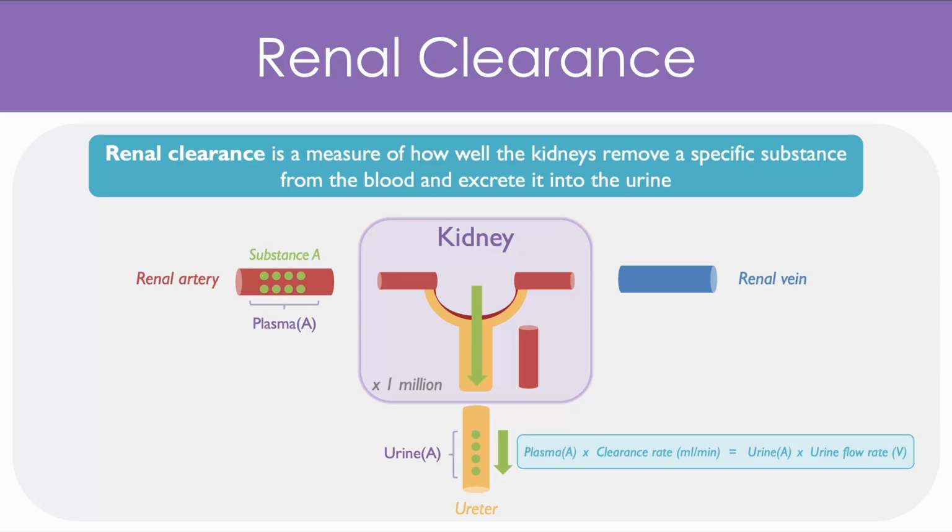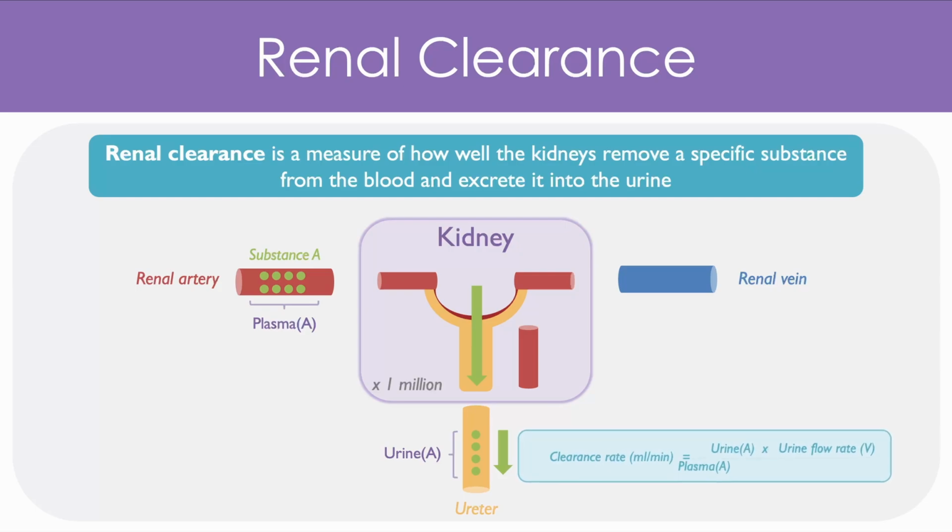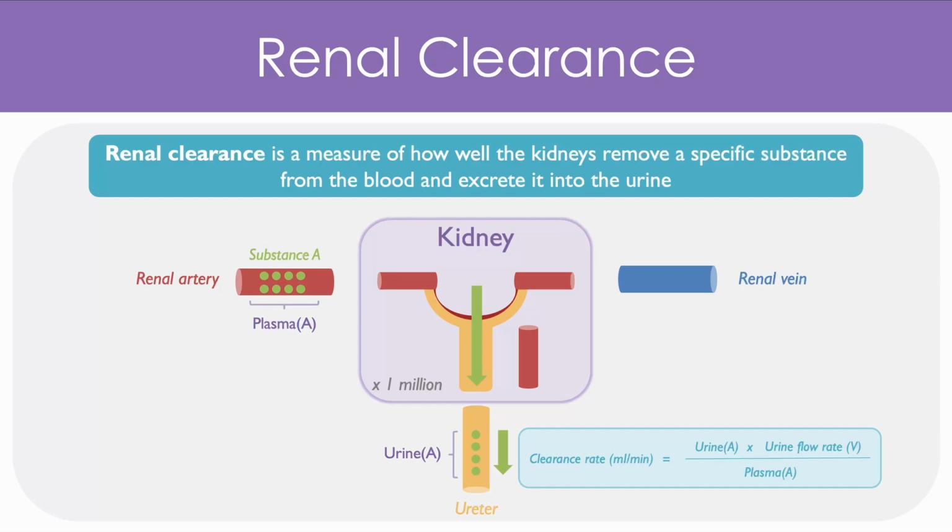If we rearrange the equation, we can find that the clearance rate is equal to the urine concentration of the substance multiplied by the urine flow rate divided by the plasma concentration of the substance. Just to run through one example, in this case we have 8 molecules of substance A in around 100 ml of blood, which gives us a concentration of 0.08 milligrams per milliliter.